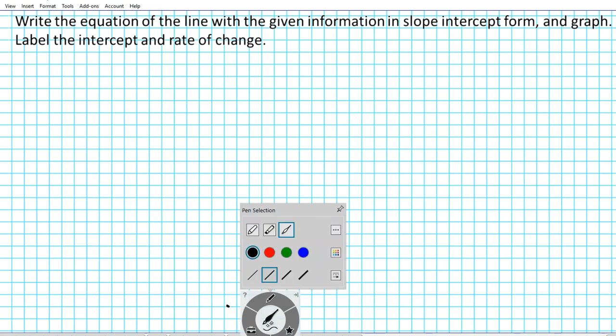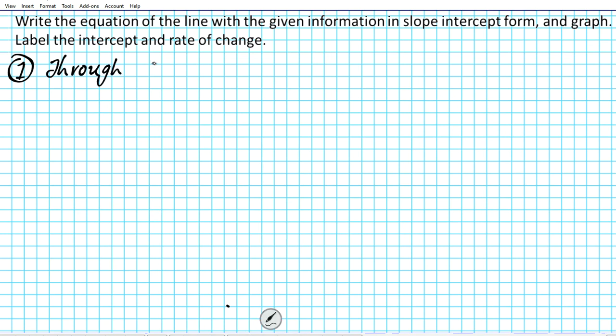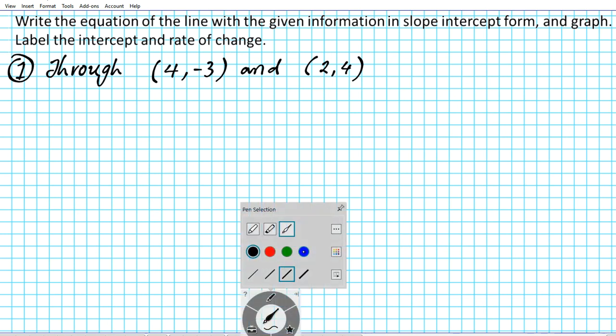Now let's say we have the line that goes through the given points: through (4, -3) and (2, 4). So what's the equation of a line in slope-intercept form that goes through these given points? First things first, let us write down the formula that will guide the problem solving process.